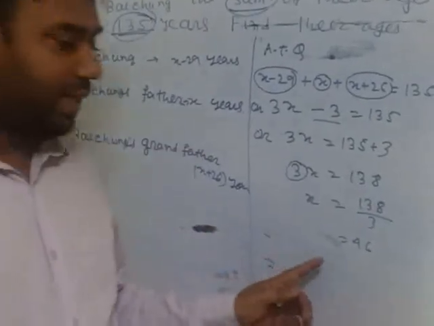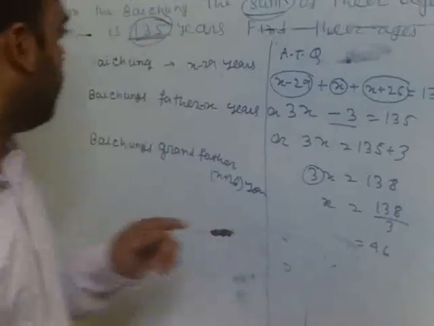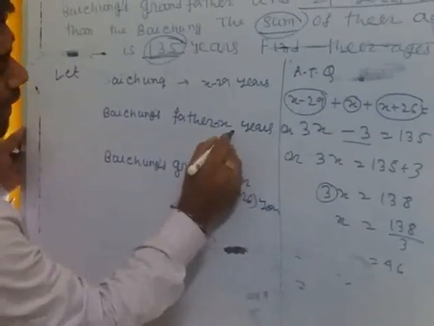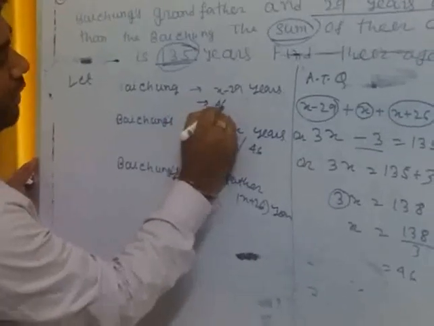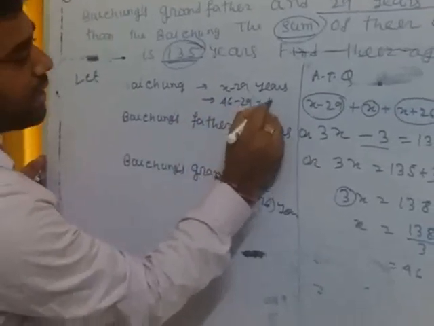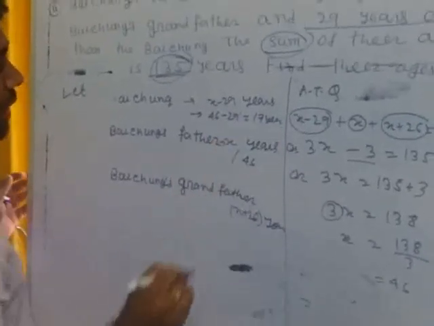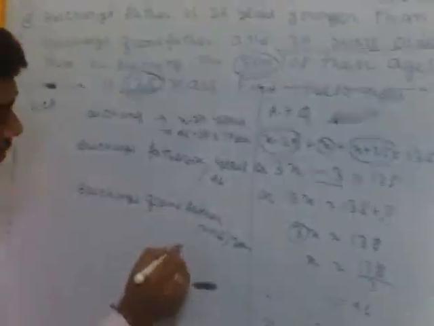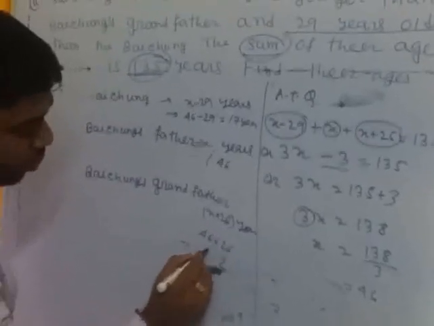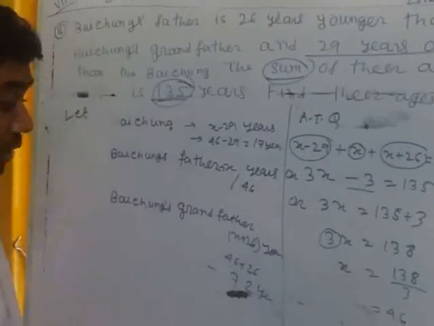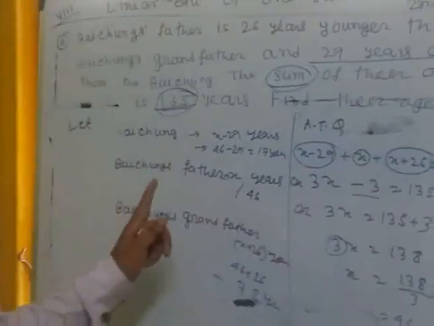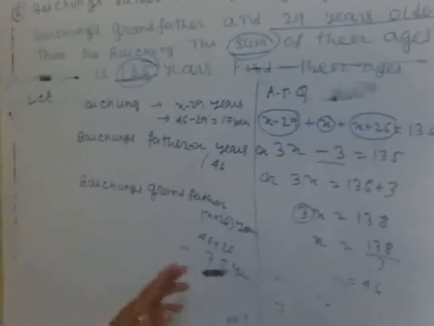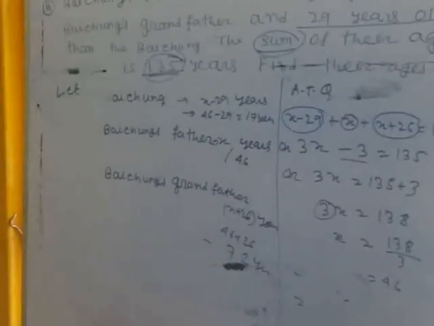I have taken X as Baichung's father's age. That's why Baichung's father's age is X, which means 46 years, and Baichung's age is 46 minus 29, that is 17 years. Baichung's grandfather's age is 46 plus 26, that is 72 years. So Baichung's age is 17 years, his father's age is 46 years, and his grandfather's age is 72 years.